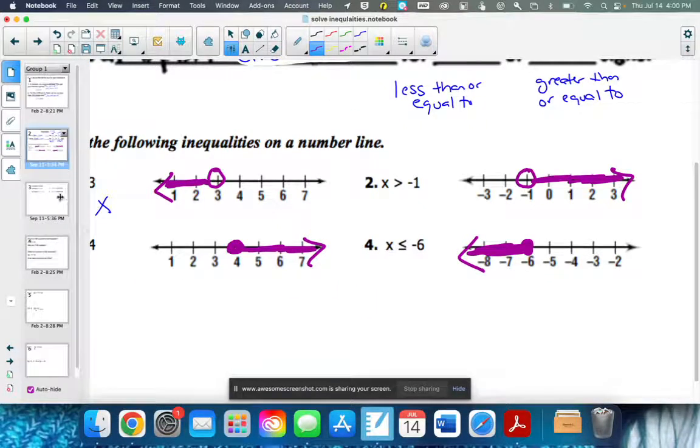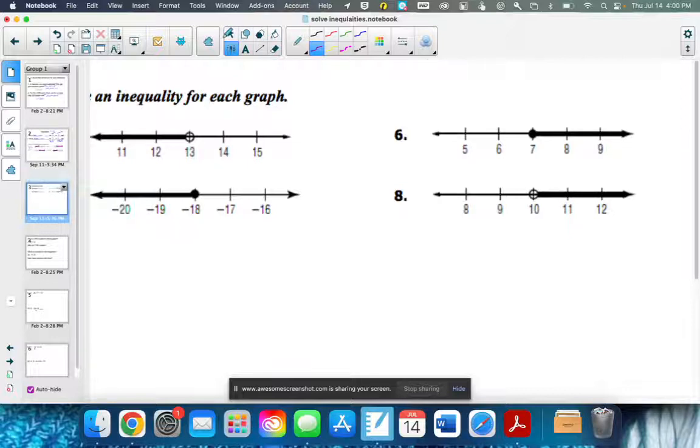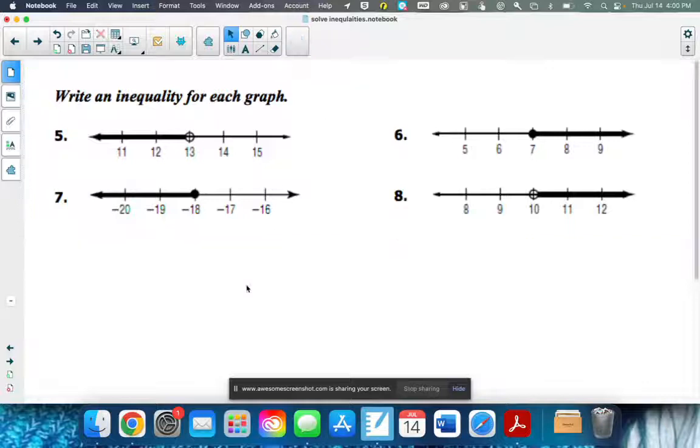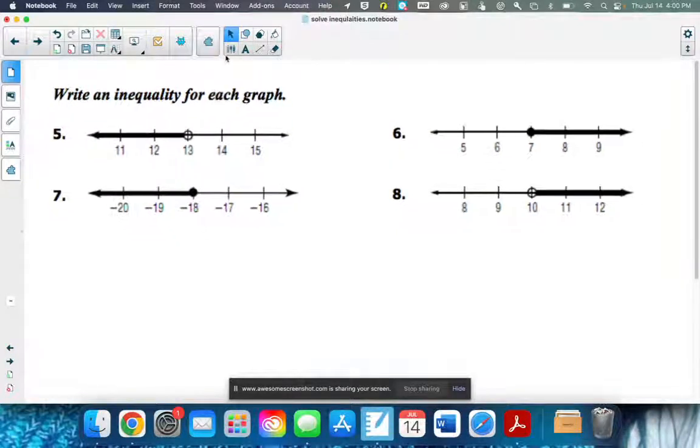All right, let's try writing some inequalities from a graph, just to make sure we've got this backwards and forwards. Okay, so number 5. All right, I've got an open circle right there, so I know I'm not going to have an equal to, right? So it's either going to be less than or greater than. Okay, my numbers, the numbers that I'm shading, are less than 13. So what I want has to be less than, smaller than 13.